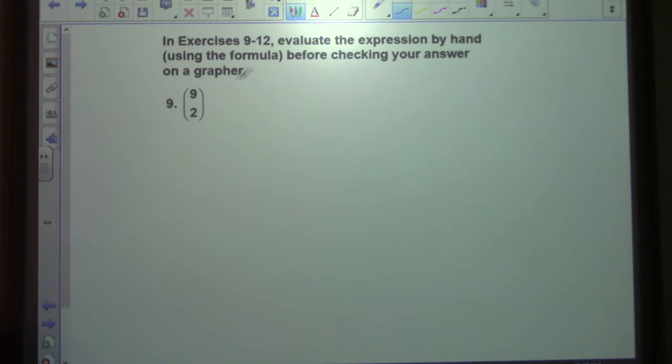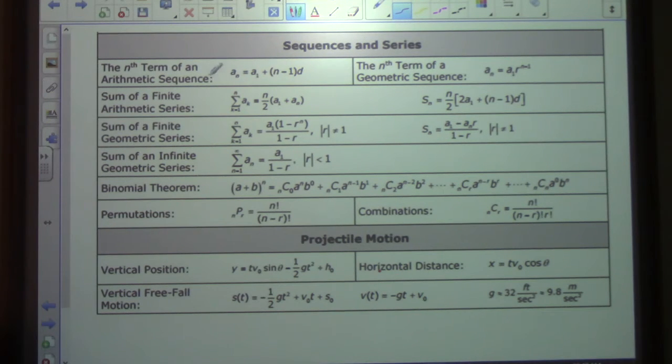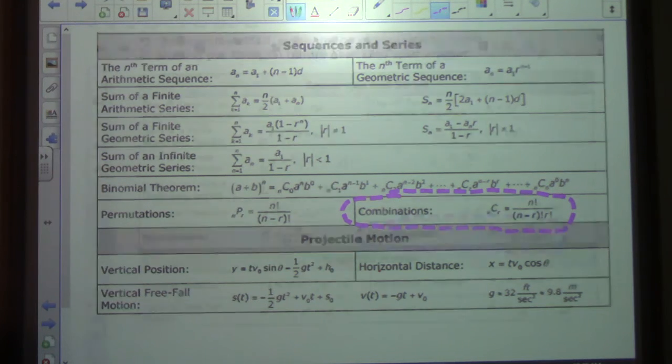And basically what you're doing in a situation like this is you're saying 9 choose 2. And there's also something called your binomial formula, and I'll show you what it is and where it is. It's in your ACP formula chart right here. You see where it says, down here under sequences and series, combinations? Well, it's going to be right here in your formula chart. So nCr is going to be equal to n factorial over n minus r factorial times r factorial.